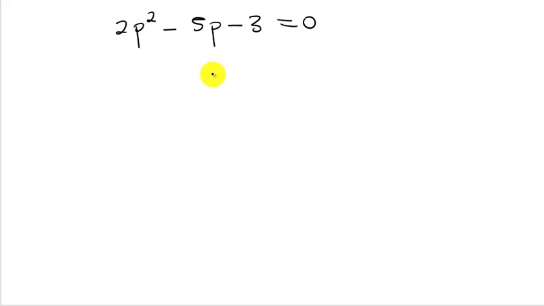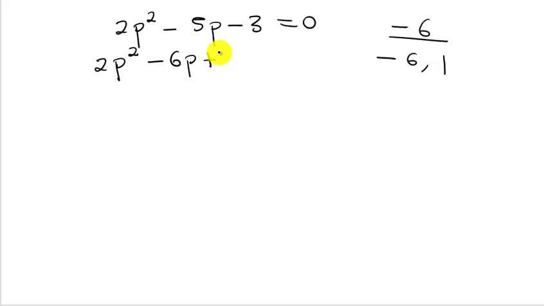So the normal factorization method, minus 3 multiplies the 2, and that will give us minus 6. You find two numbers which when you multiply you get minus 6, but when you add you get minus 5, that is the coefficient of p, and that is minus 6 and a positive 1. Okay, so we are going to have our 2p squared minus 6p plus 1p minus 3 is equal to 0.